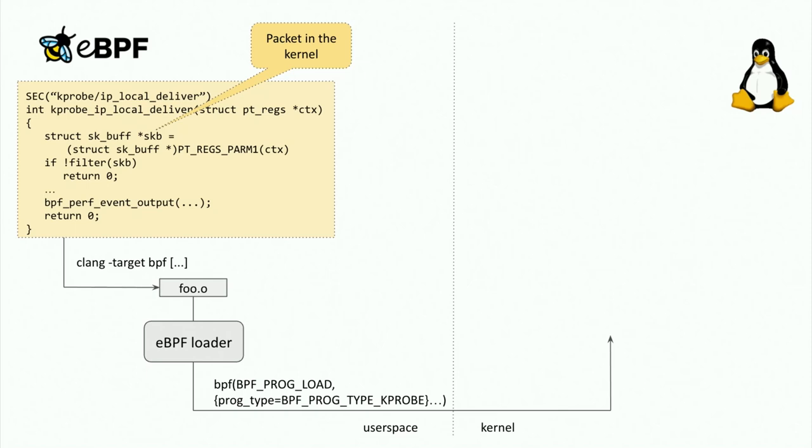It is next fed to an eBPF loader. So the loader is going to parse the ELF file and the binary, and it's going to set the context for this program, which includes setting the type. So in this case, the program type is BPF_PROG_TYPE_KPROBE. And this type is going to decide what kernel state my program is going to have access to. Next, the loader triggers loading and verification of this program.